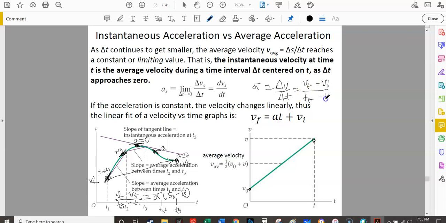And it doesn't care about what happened in the middle. If you notice, this changed all over the place, but all we cared about is what happened at t1 compared to what happened at t5. While your instantaneous accelerations were changing at each one of those points, your overall average acceleration just cared about what happened at the beginning compared to the end. And that's the difference between instantaneous and average acceleration.